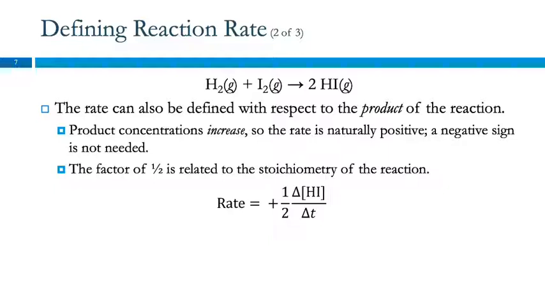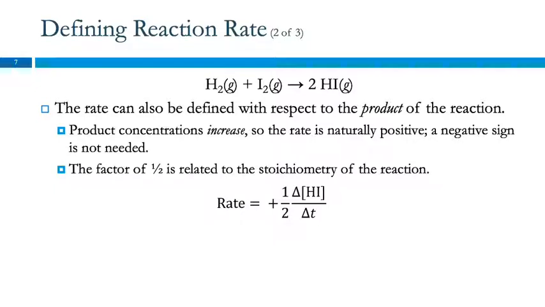So we can define the rate in terms of the change in the product, and then we don't have to throw a negative sign in front of it. Really, with the negative sign here, if you just remember that a rate is positive and do the math and then make it positive. I'm not sure why they don't just say absolute value, but they don't.